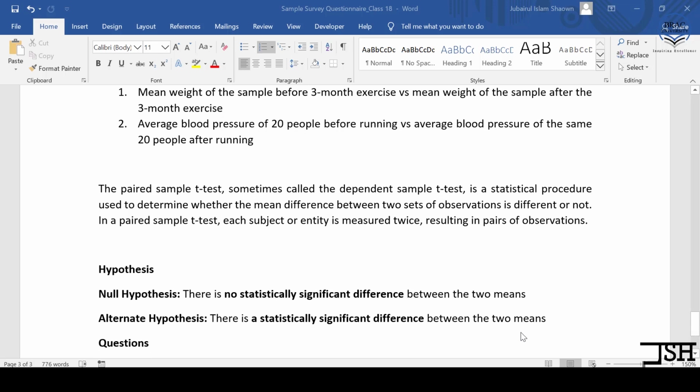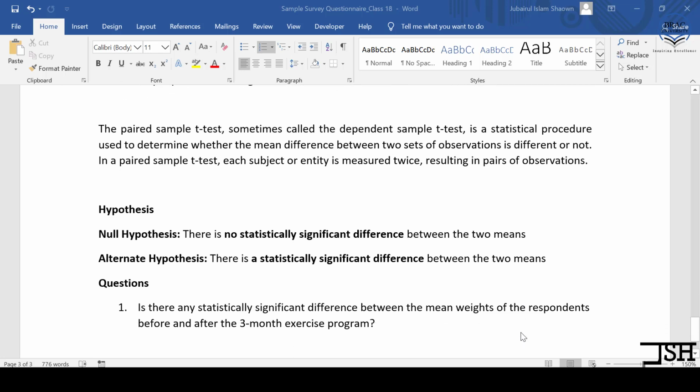So alright, without further delay, let's look at the question and move to SPSS and then try to solve a real life problem. So what is the question here? Is there any statistically significant difference between the mean weights of the respondents before and after the 3-month exercise program? Now, as soon as we read the question, we understand that average data on the mean weights is being collected from the respondents twice. Once before the 3-month exercise program, and the second time is after the 3-month exercise program. And as the average data is collected on two different occasions from the same sample, we have to use paired sample t-test in this case.